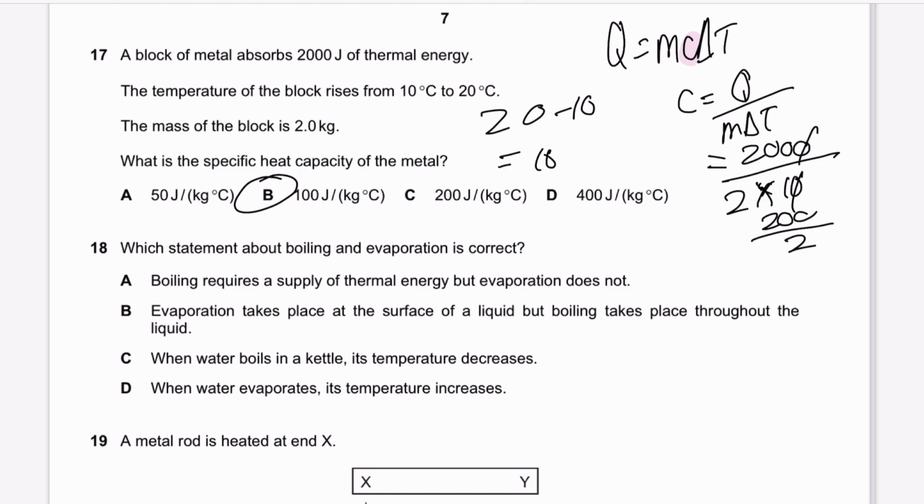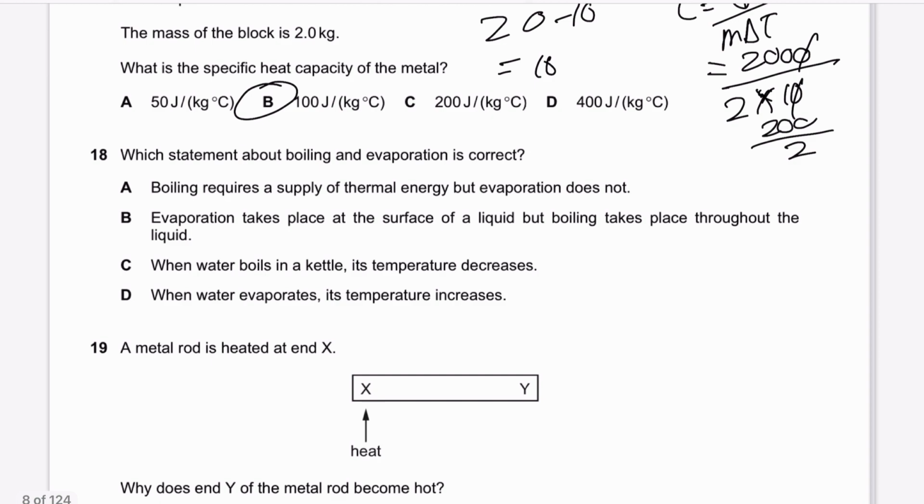Number 18. Which statement about boiling and evaporation is correct? A. Boiling requires a supply of thermal energy, but evaporation does not. Is that true? Yes, it is true. Let's look at the next options. Evaporation takes place at the surface of a liquid, but boiling takes place throughout the liquid. Yes, that's true. When water boils in a kettle, its temperature decreases. No, that's not true. When water evaporates, its temperature increases. Untrue.